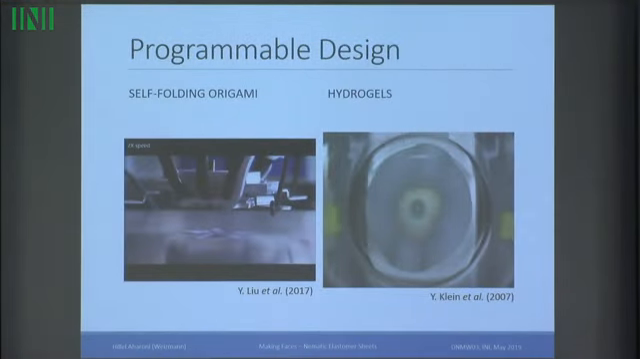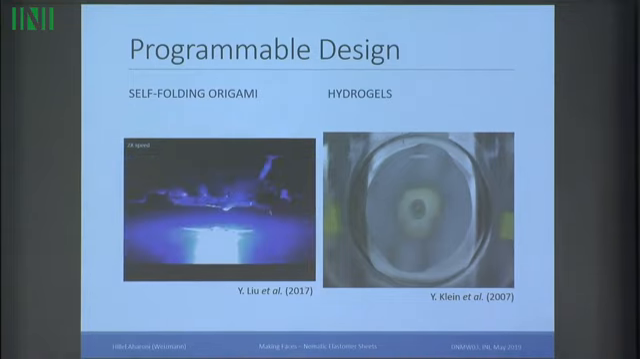So the motivation for what I'm about to present is programmable design. How do we take a shape and program it into a material such that when we choose to switch some external field, the material will take the shape that we want it to make? So we don't want to design materials with some machine. We want the shape to be programmed into the material itself. And these are two examples.